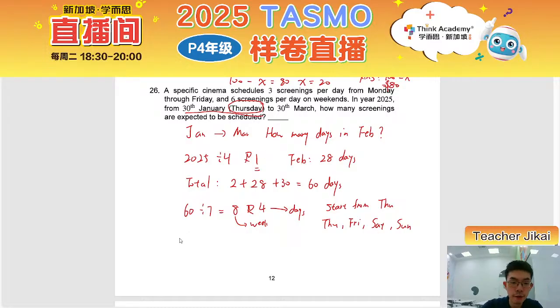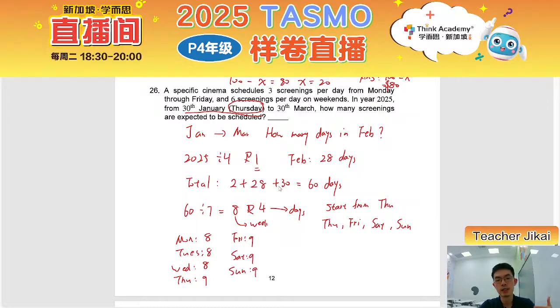So we can know, from Monday, we have 8 times. Tuesday, we have 8 Tuesdays. Wednesday, we have 8 Wednesdays. Thursday, this time, yes, we have 1 Thursday in the 4 more days, so 8 plus 1, 9 days. Friday, 9 days. Saturday, 9 days. Sunday, 9 days. So then we know everything about this calendar problem.